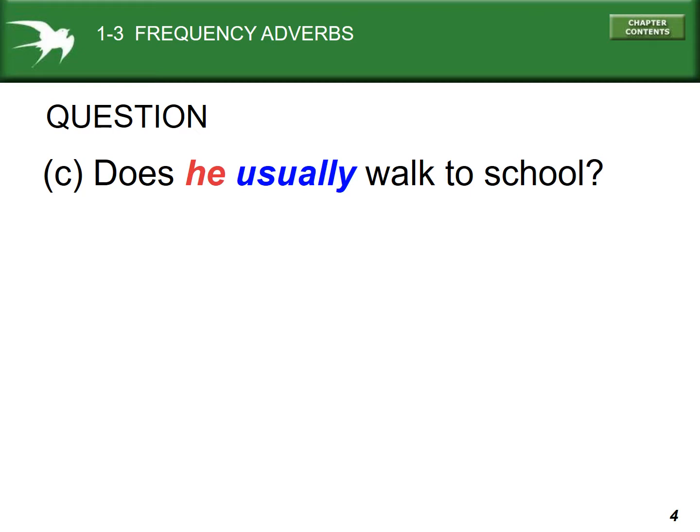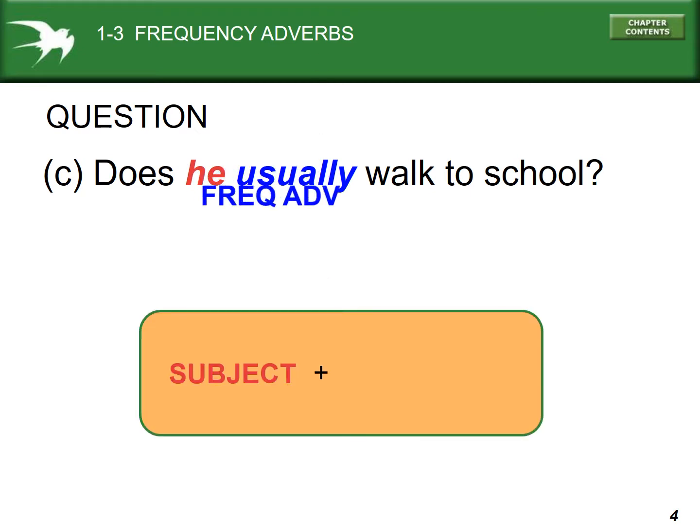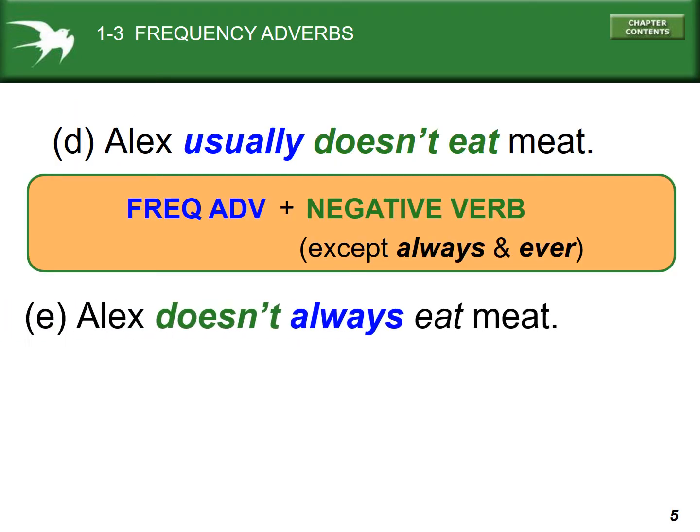The question formation: does he usually walk to school? We put our helping verb, do, or in this case does, before the subject, but just the same, the frequency adverb appears before the main verb. So the subject is followed by the frequency adverb. And in the negative, Alex usually doesn't eat meat, or Alex doesn't always eat meat. You could say Alex doesn't usually eat meat. In this case, there's some flexibility.